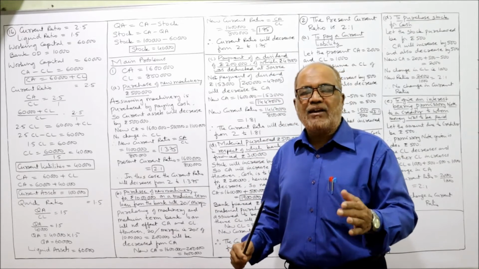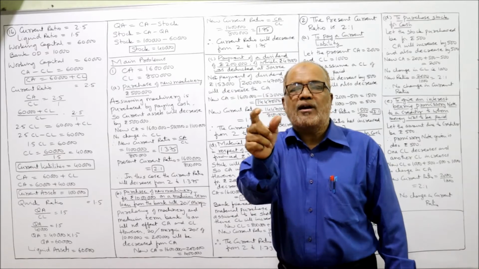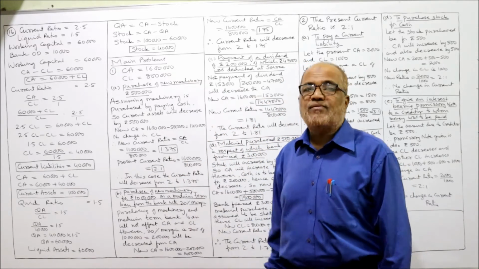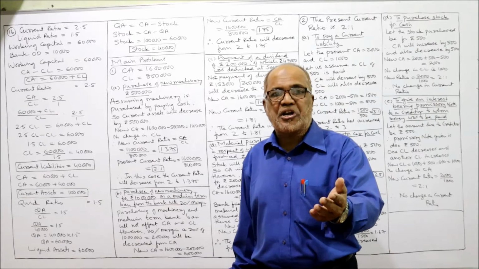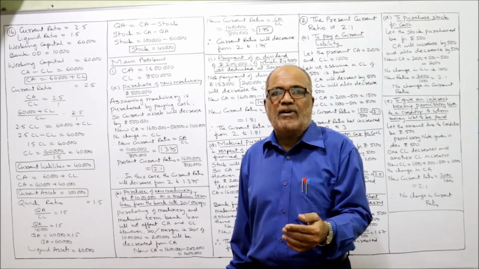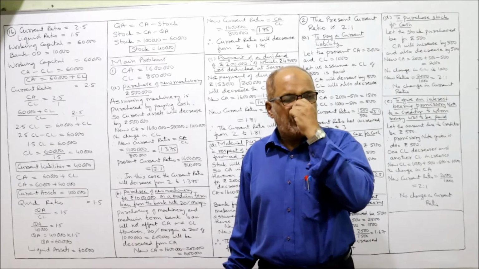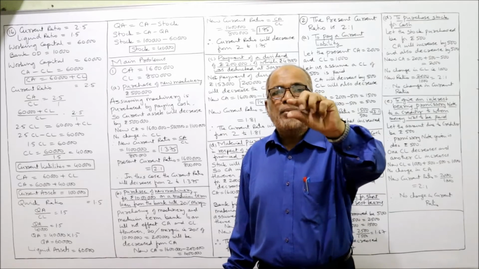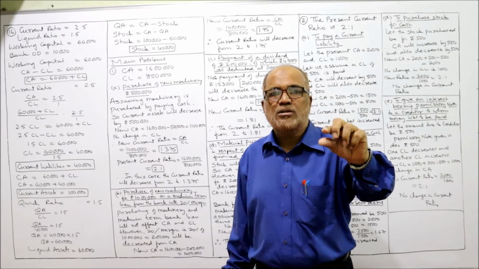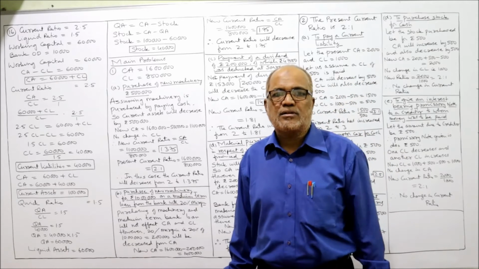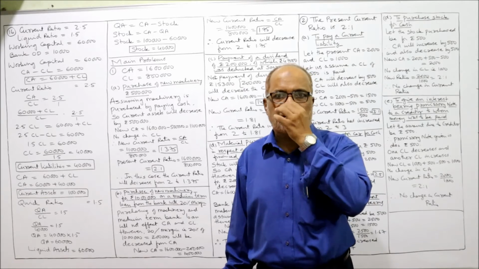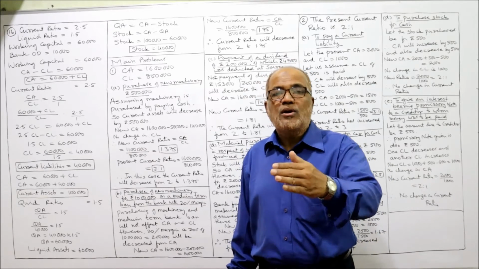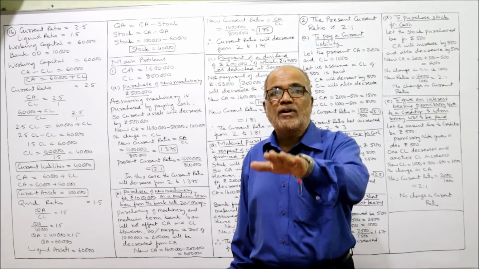What is the entry when machinery is purchased? Machinery account debit to cash, assuming that cash is paid. It has not been specified whether the machine is purchased on credit or cash. Nothing is given, so we are assuming that the machine is purchased for cash. Machinery is a fixed asset. Cash is a current asset. So cash is going out. When cash goes out, our current asset will decrease.